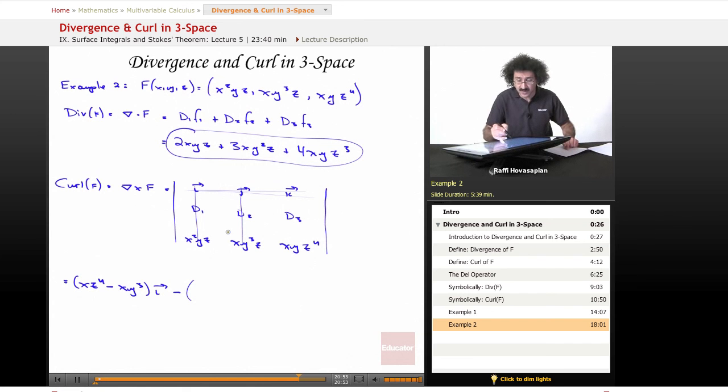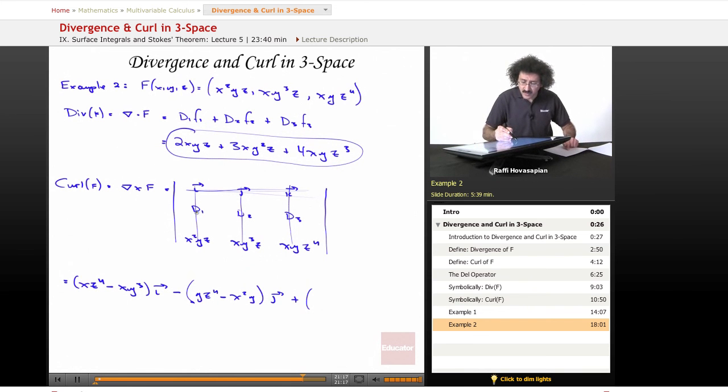This times this times this, except it's not times, it's symbolic. It means operate on this. Okay, so the derivative with respect to x of this is yz to the fourth minus the derivative with respect to z of this, x squared y. This is the j component. Okay, we're almost done.